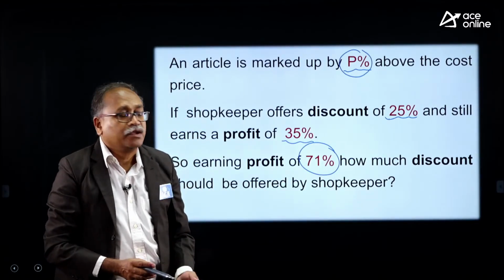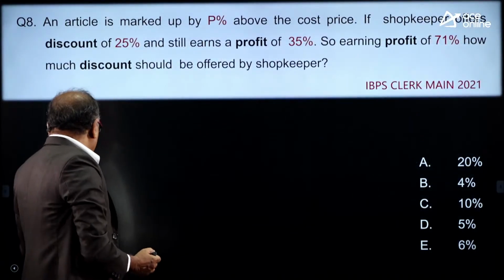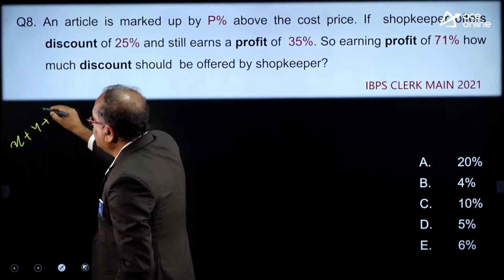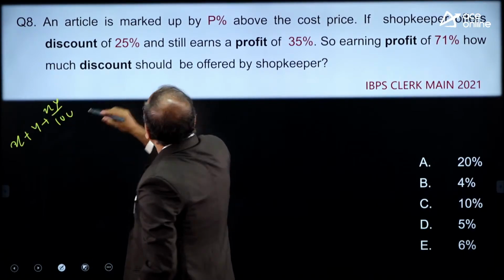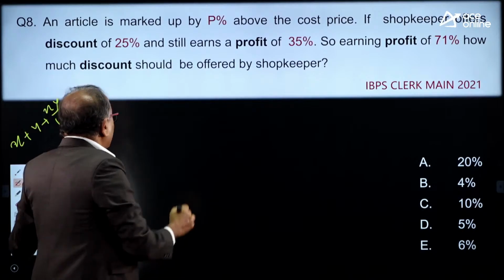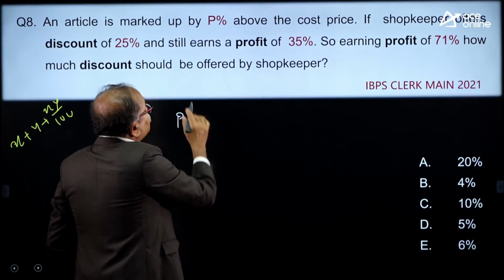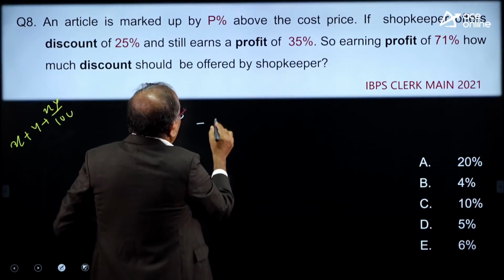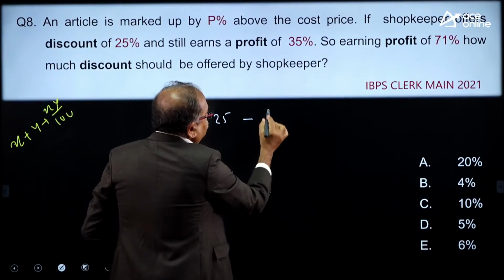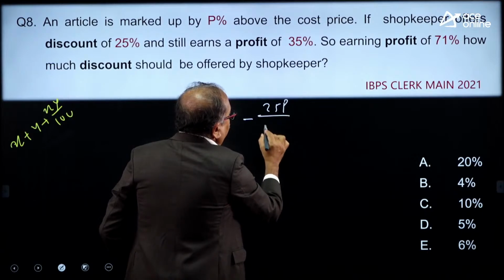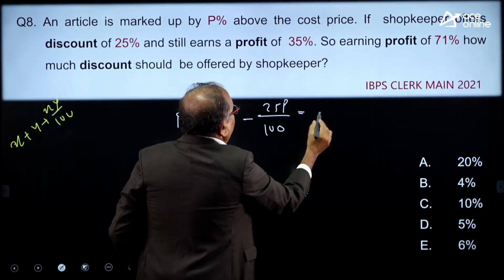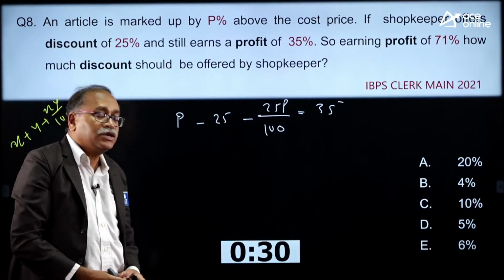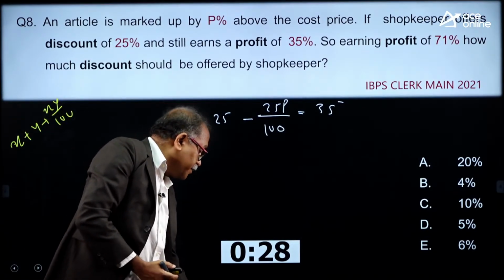Come on my dear friends, P can be worked out by using the formula x plus y plus xy by 100. Two effects are there. I do not know what the markup is, so let us consider it as P, and then the discount is given to us. How much discount? 25%, so minus 25 P by 100, and the profit comes to 35. From here onwards you can move on. I am giving 30 seconds for you to answer the question.